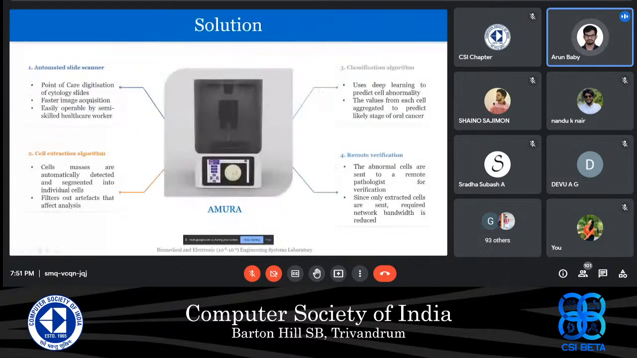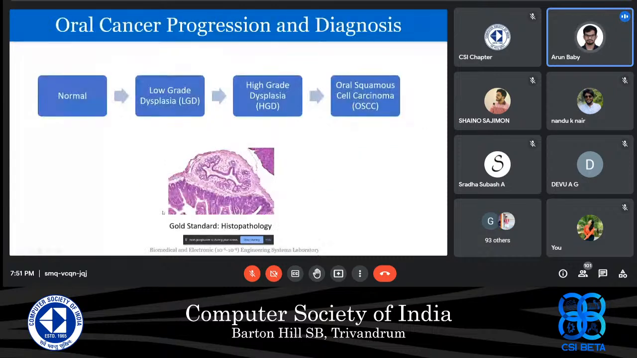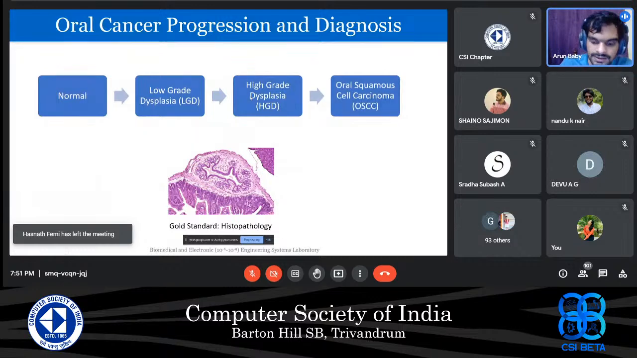There are different stages of oral cancer. The first stage is low grade dysplasia, where we have a few cells which are atypical or cancerous in nature. Then it progresses to high grade dysplasia, where the cancer has spread to more tissue and more area, and more cells have the atypical nature. Finally, we have oral squamous cell carcinoma, which is the full-blown cancer.